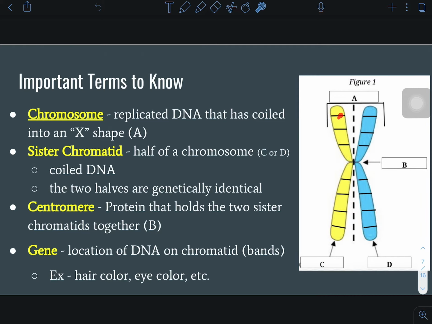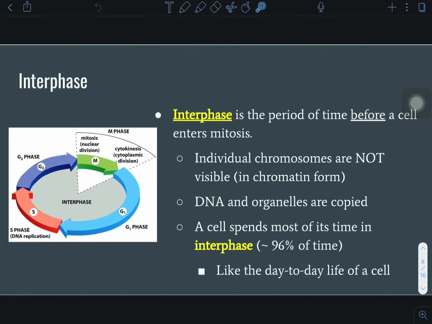And then we have these bands that occur on these sister chromatids, and these bands are like sections of DNA, or we can think of a gene as a location on the DNA, and it codes for a particular trait. So it could be for hair color or eye color. Notice how I said hair color or eye color, not blue eyes or blonde hair. It codes for a trait, and we'll talk about more of that later.